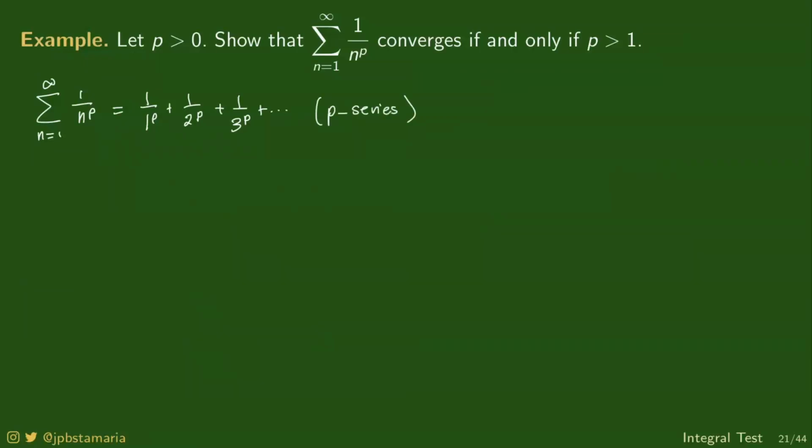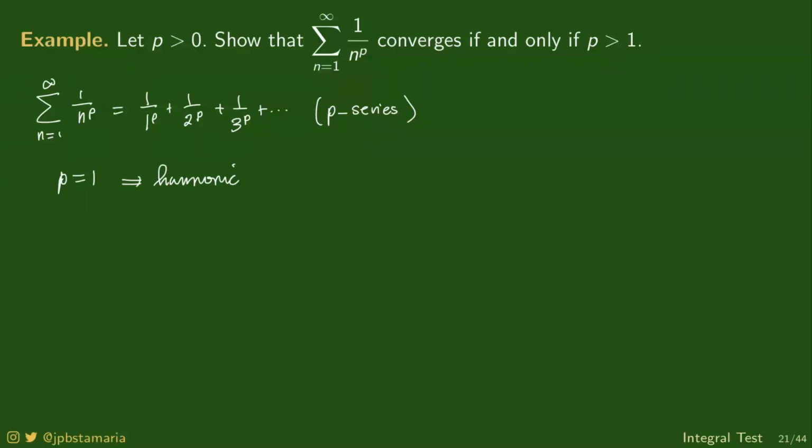This series is very famous, and I will tell you later why. This is what we call a P series, where P is a positive number. It's obvious why it's called P, because the terms have an exponent P. For example, when P is 1, you have the harmonic series. The harmonic series is an example of a P series where P is 1.